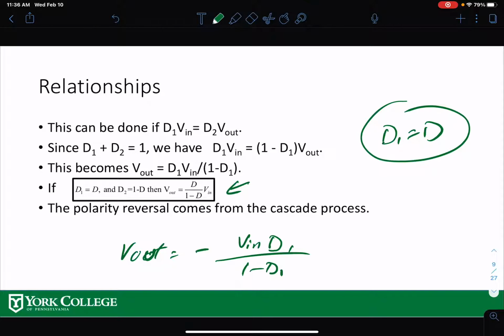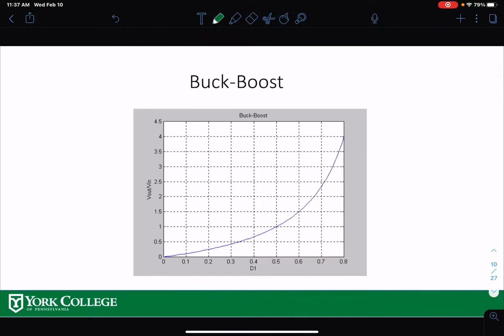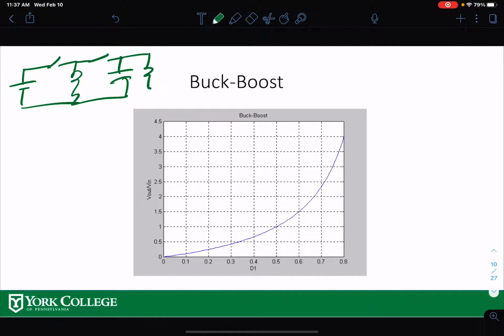You can also get the same result using the energy conversion formula we used before. Let me give you a head start on that. For the buck boost converter, you have done this before. This is nothing new. You did it at the beginning of the class.